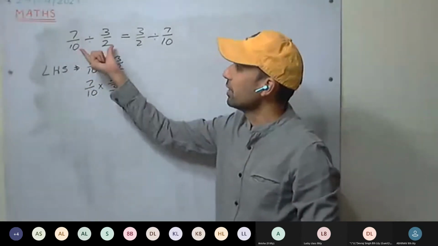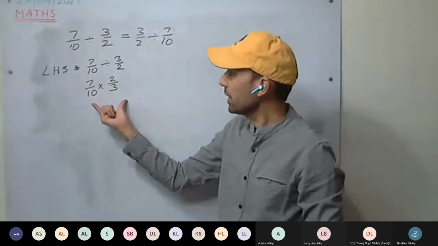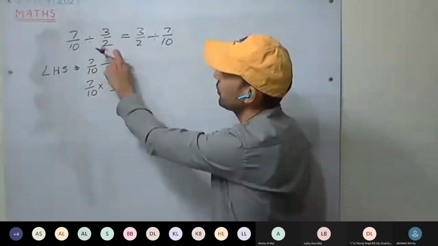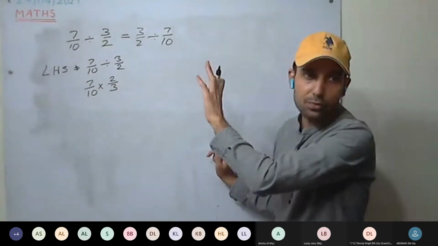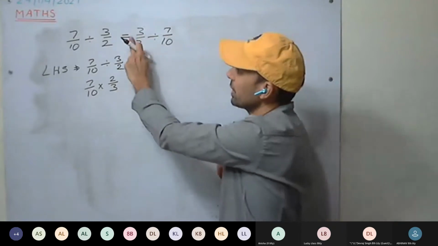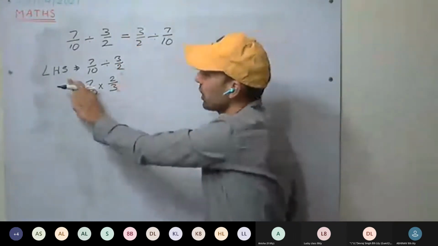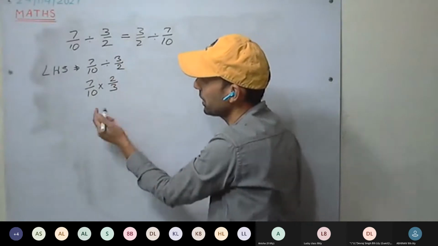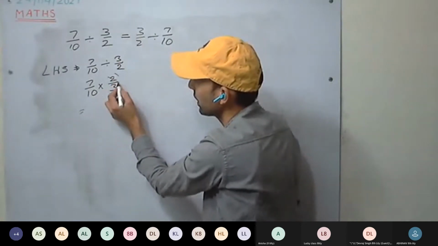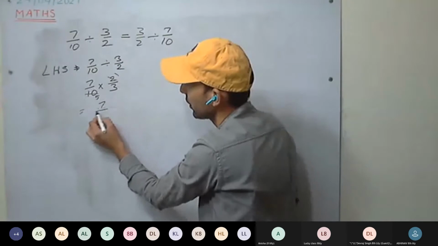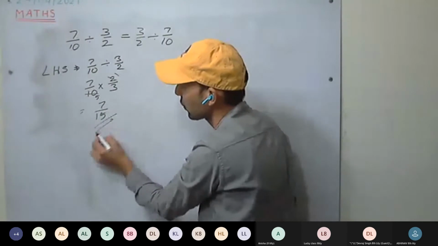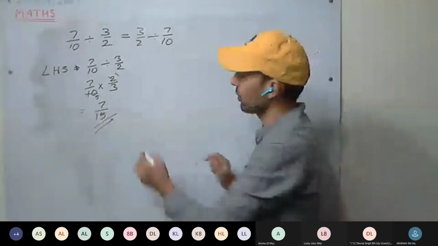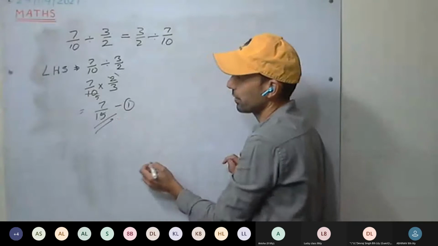Okay, left hand side. First, we will be solving the left hand side, and we will check whether this equality holds true or not. Now, divided by this one, we have to take the reciprocal. 2 by 3. Can we cancel? Yes. 5. 7 upon 15. So the left hand side we have got 7 upon 15. This is our first result.